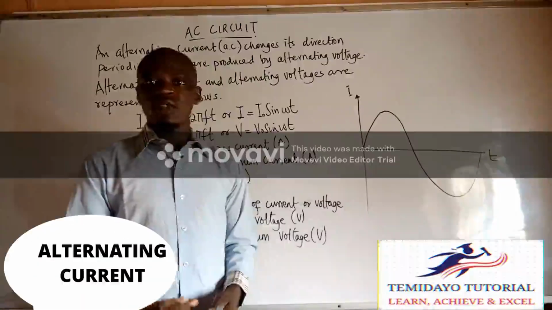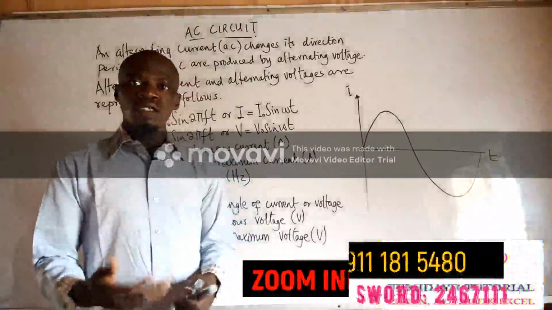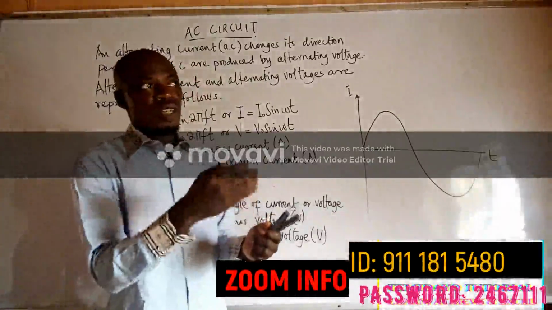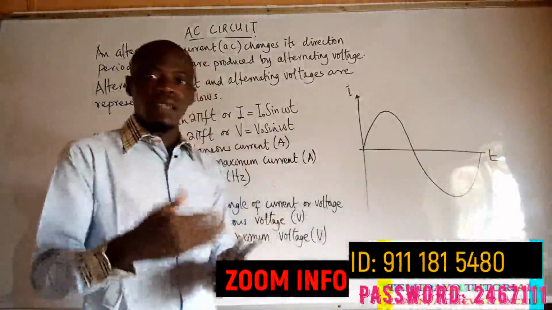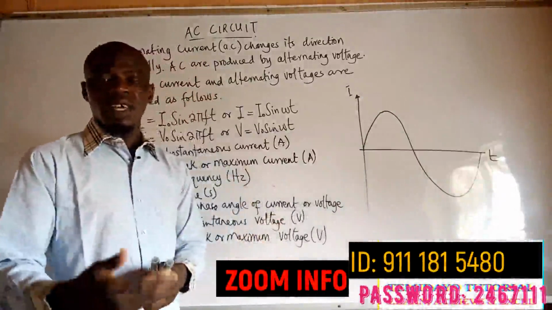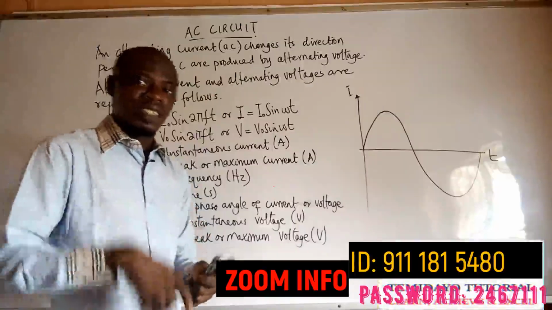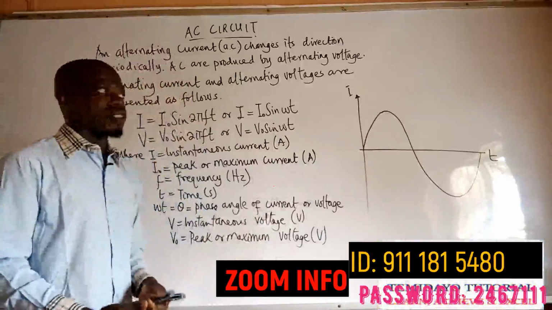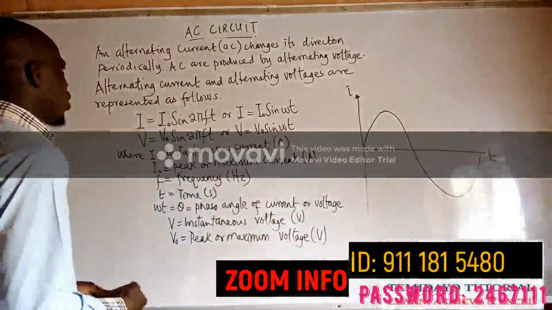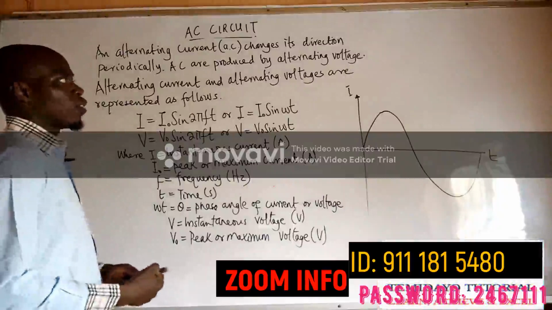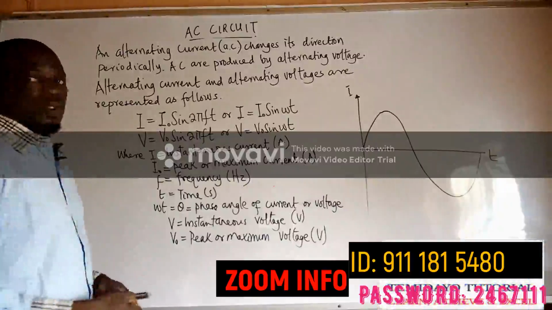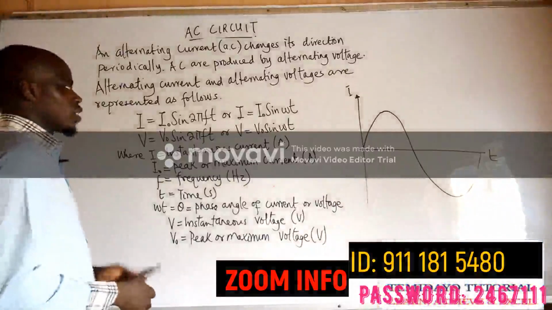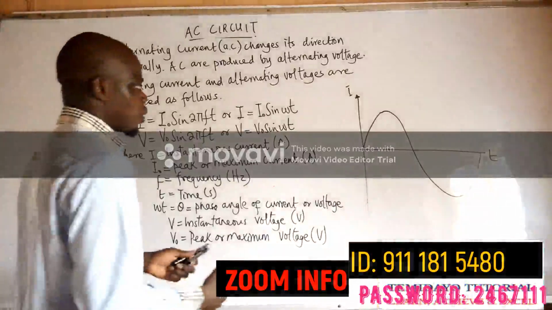When you check your appliances, you could see they will write alternating current or alternating voltage on the appliance. This alternating voltage is the one that generates or produces what we refer to as alternating current. Now, in that case, alternating current and alternating voltage are represented as follows.